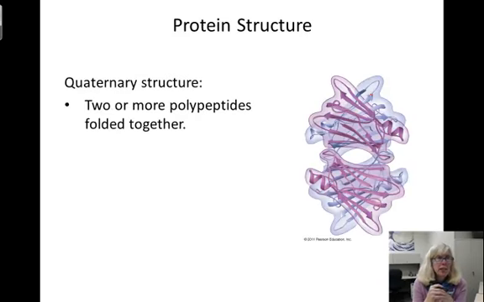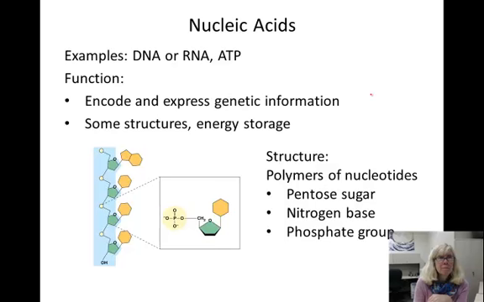Quaternary structure, the last level, is the aggregation of 2 or more polypeptides, and many proteins are made up of multiple polypeptides, like collagen or aquaporins. The final macromolecule is the nucleic acid group. Their main function is to encode and express genetic information, but they also form some cell structures, like ribosomes, and act as energy storage molecules, like ATP.